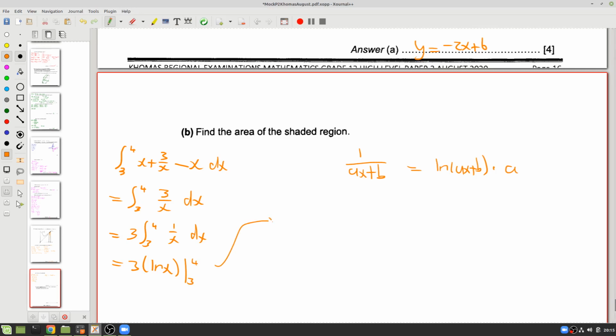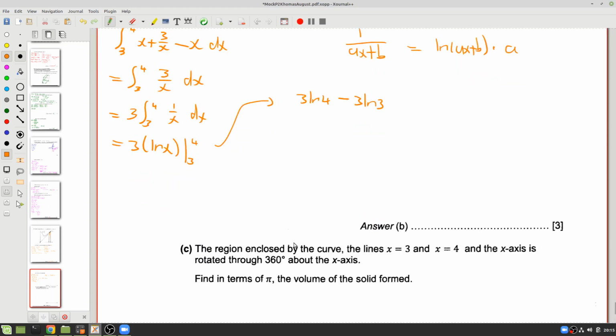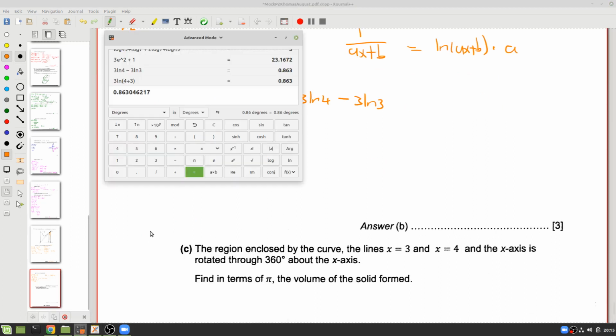Okay, so what does that equal? If we substitute 4 in, we get 3 ln 4, and we subtract 3 ln 3. Alright, and so that's our answer. And let's see if we put that in the calculator, what does that simplify to? That'll be 3 ln 4 minus 3 ln 3, and that gives us that little thing here.